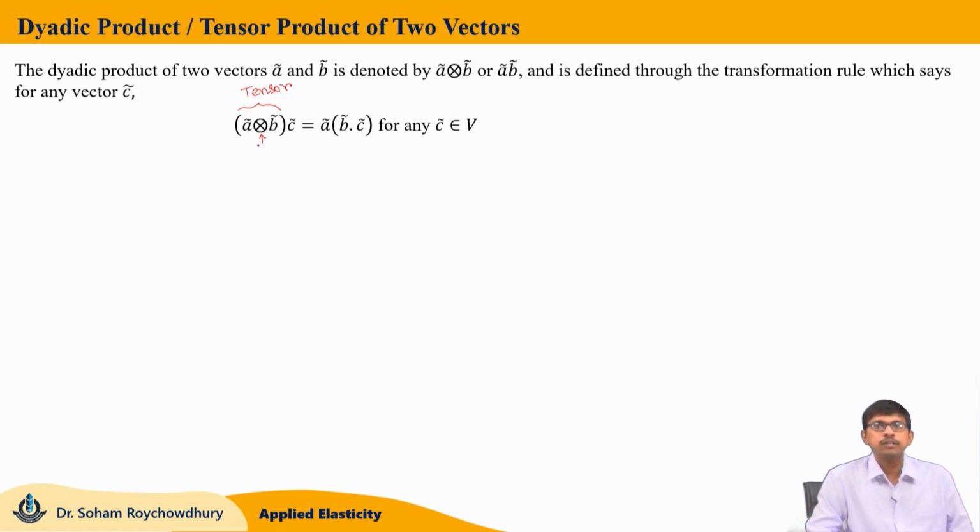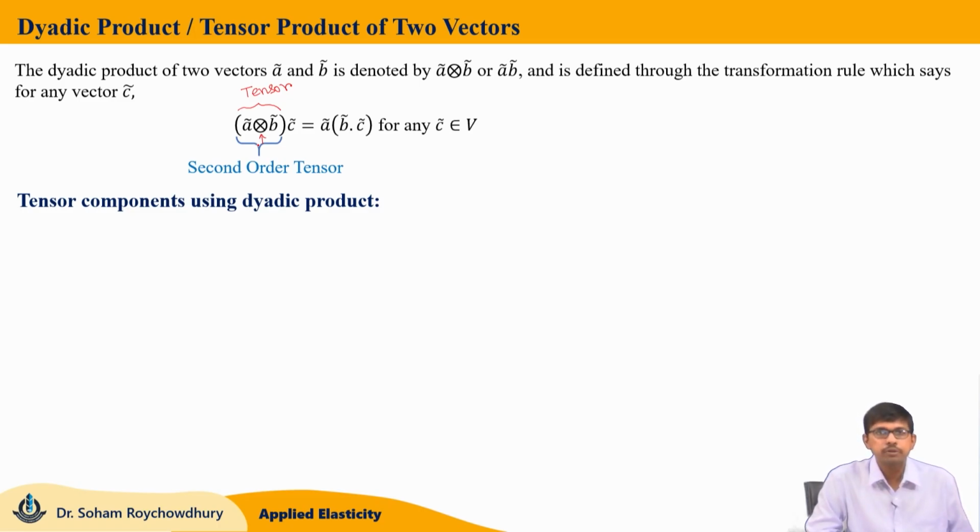So, the dyadic product or tensor product is defined with the help of this particular transformation law for any two vectors A and B. Now, with the help of this dyadic product, we can define the components of a tensor.